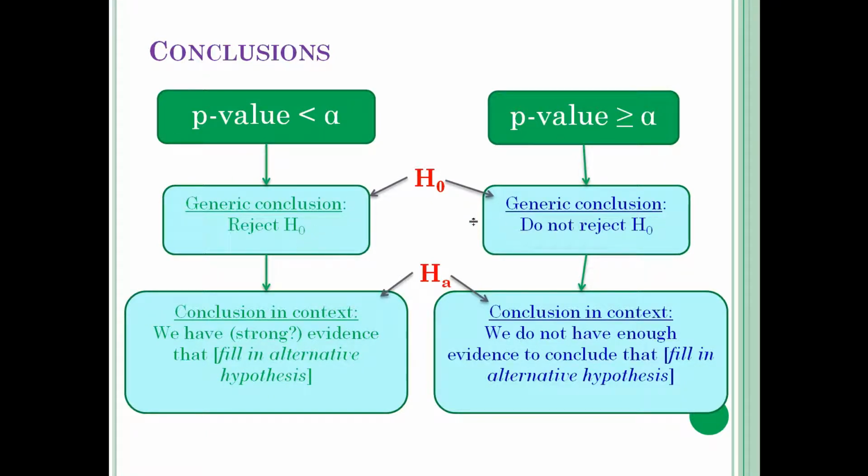So first step is rejecting or not rejecting the null. The second step is either concluding that the alternative hypothesis is true, or we have evidence to prove that it is true, or we don't have enough evidence, so our test results are inconclusive.